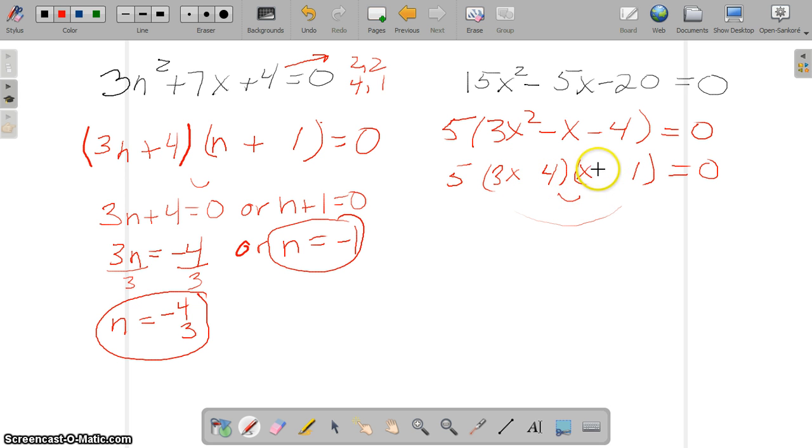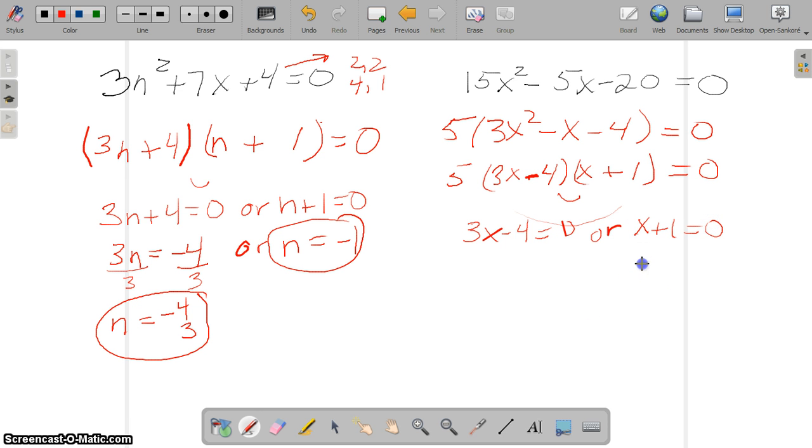So to get a -x, we need to have a -4x and a +3x. So that negative has to go there and the positive has to go there. And like I said, you just always have to FOIL it out and double check. So a negative 4x and a positive 3x gives you a negative x as your middle term. So now we've got 3x minus 4 equals 0. That's one possible solution. Or we have x plus 1 equals 0.